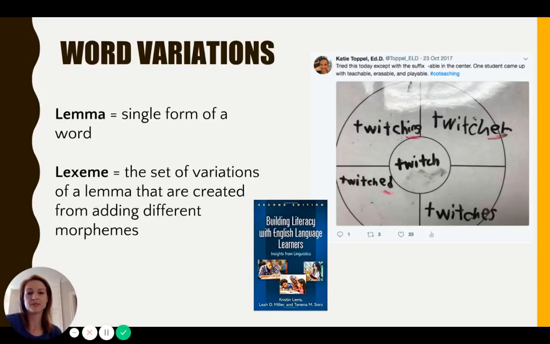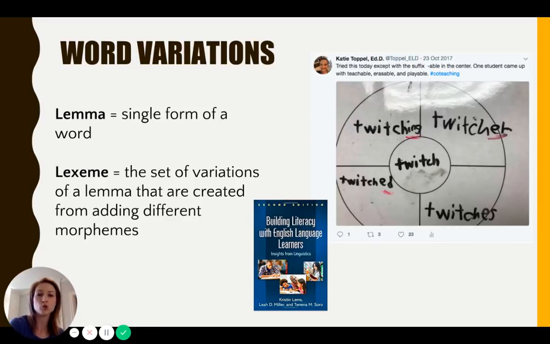This great concept comes from Building Literacy with English Language Learners, a really interesting text. I learned these words. These were vocabulary words for me: lemma and lexeme. So the lemma is the single form of a word, and then the lexeme is the set of variations that are created when you add different morphemes. So rather than just teaching a suffix or a prefix in isolation, we combine them with the weekly vocabulary words.